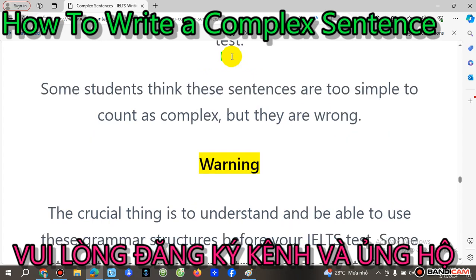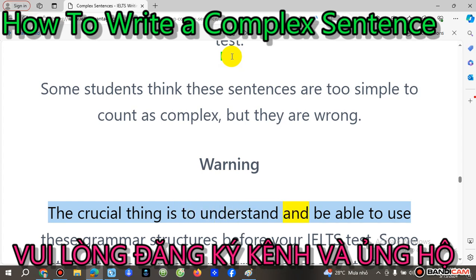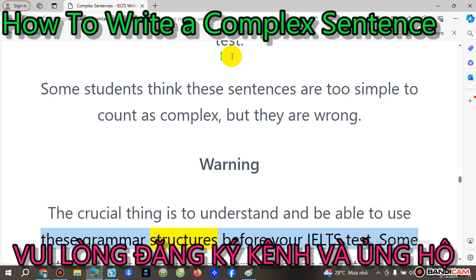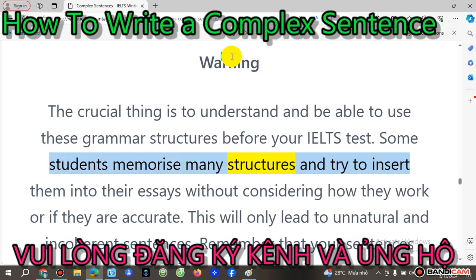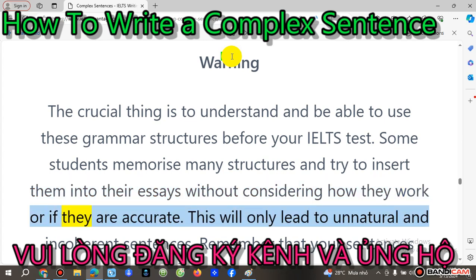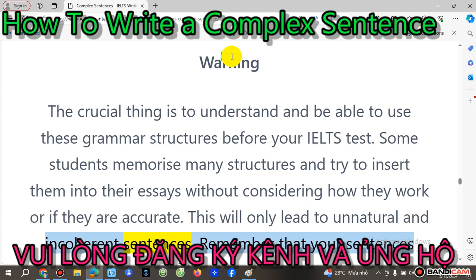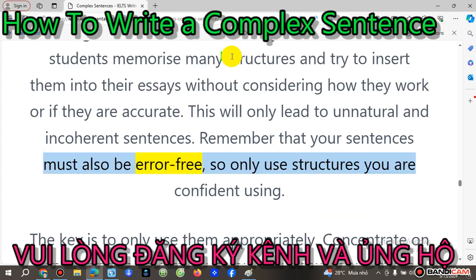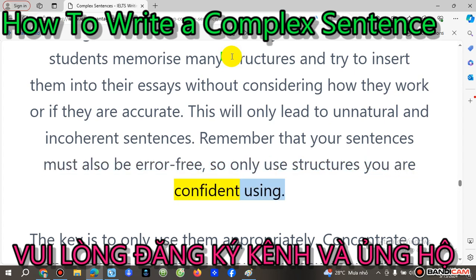Warning! The crucial thing is to understand and be able to use these grammar structures before your IELTS test. Some students memorize many structures and try to insert them into their essays without considering how they work or if they are accurate. This will only lead to unnatural and incoherent sentences. Remember that your sentences must also be error-free, so only use structures you are confident using. The key is to only use them appropriately.